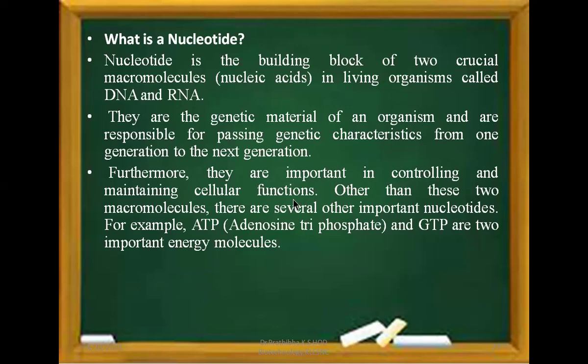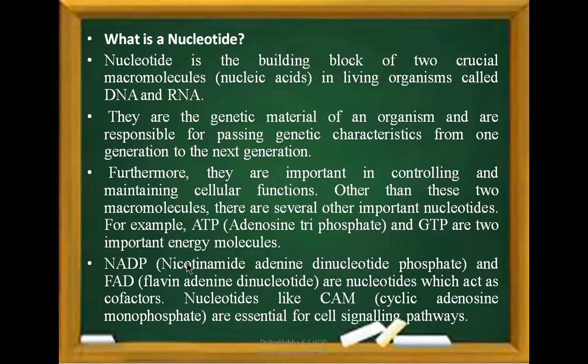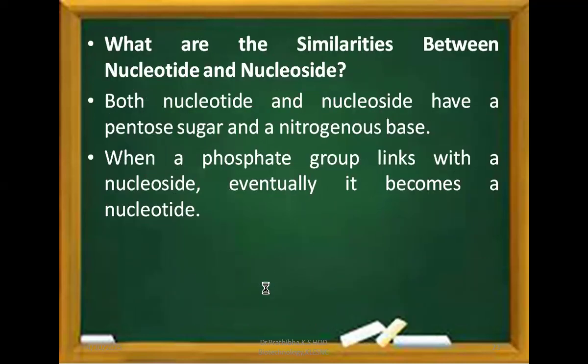Other than these two macromolecules, there are several other important nucleotides. For example, ATP, that is adenosine triphosphate, and GTP are two important energy molecules. Then NADP, nicotinamide adenine dinucleotide phosphate, and FAD, flavin adenine dinucleotide, are nucleotides which act as cofactors. Also, nucleotides like cAMP, that is cyclic adenosine monophosphate, are essential for signaling pathways. So this is all about nucleotide.